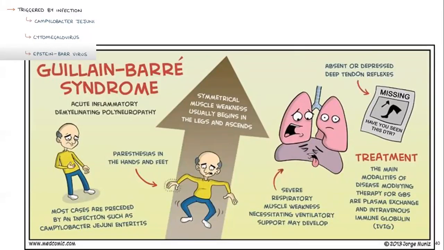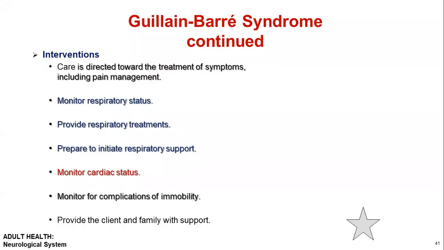Before going to the treatment options, I want to share what the interventions are as an RN or LPN. Let me read it. The care is directed towards the treatment of symptoms, including pain management. So it is symptomatic treatment: if pain, give them analgesic. Monitor respiratory status, provide respiratory treatment, prepare to initiate respiratory support, and monitor cardiac status. Also monitor for complications and provide the client and family support. Motivation is very important. It also helps to heal.